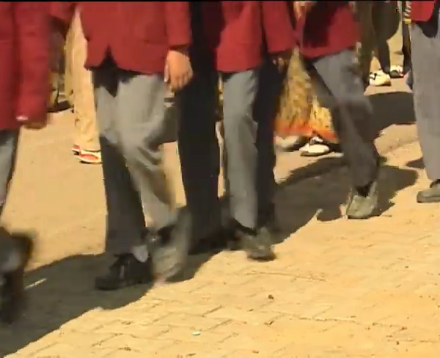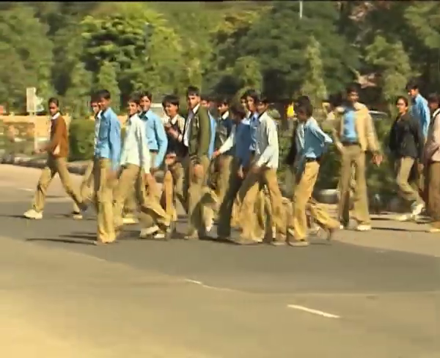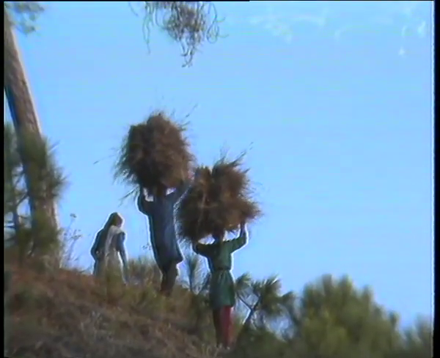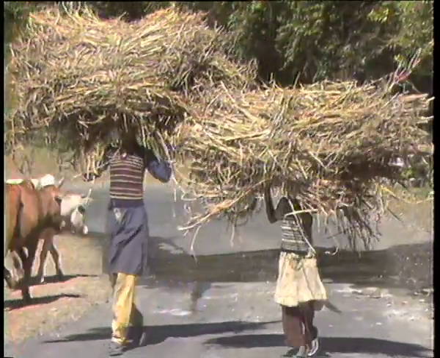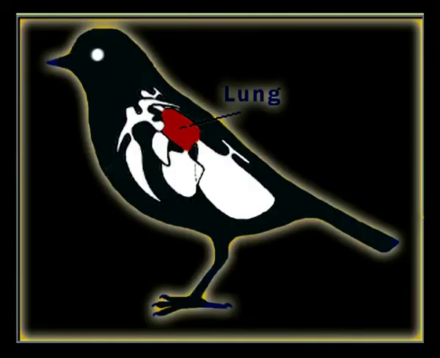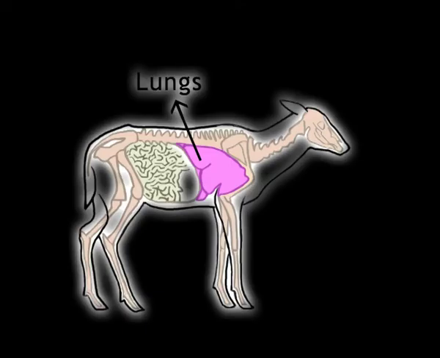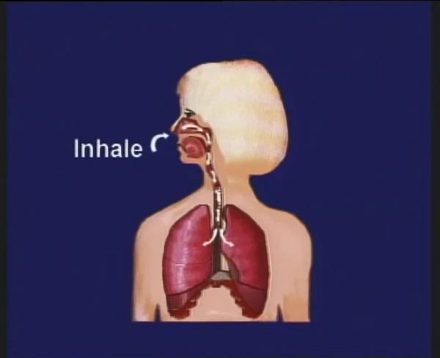Human beings walk on 2 feet. This is called as bipedal locomotion. Bipedal gait has made hands free. Hands can therefore be used to perform many other functions. Lungs of man, birds and other animals are adapted to use oxygen from the air or for aerial breathing.